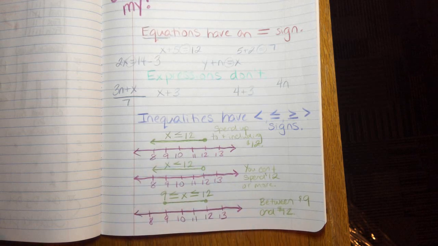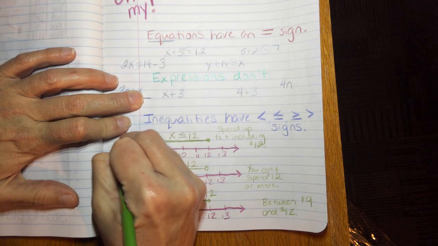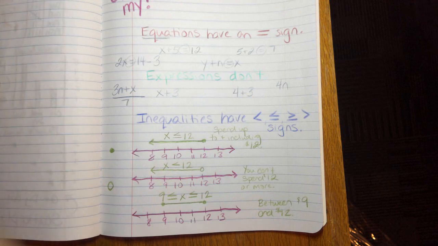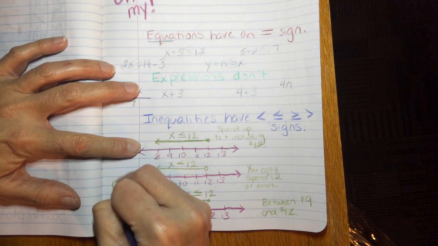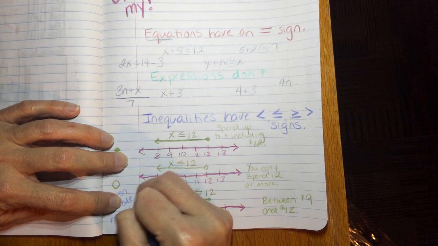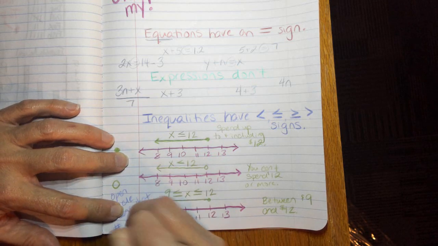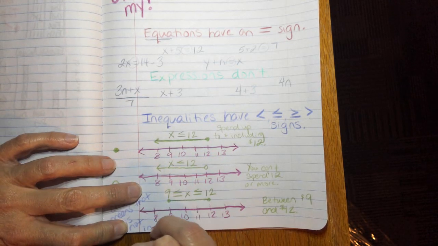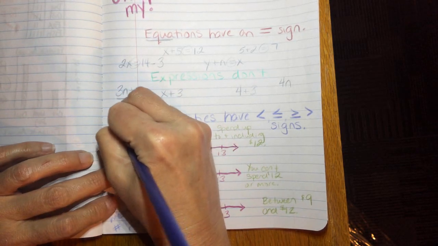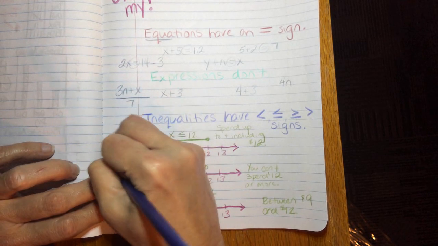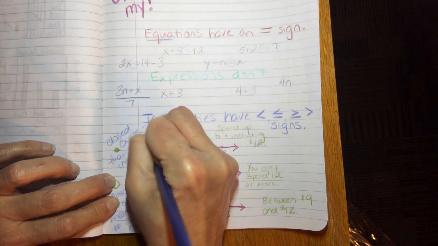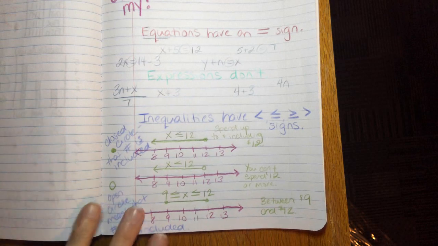Okay. The big thing to remember here is the open circle versus the closed. Open circle means that number is not included. Closed circle, that number is included. Okay, there you go.